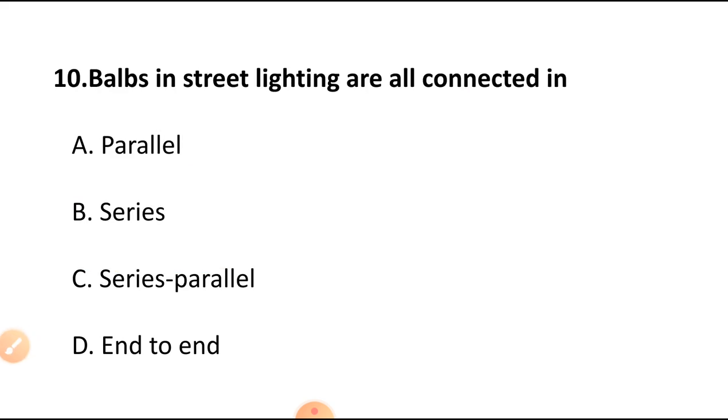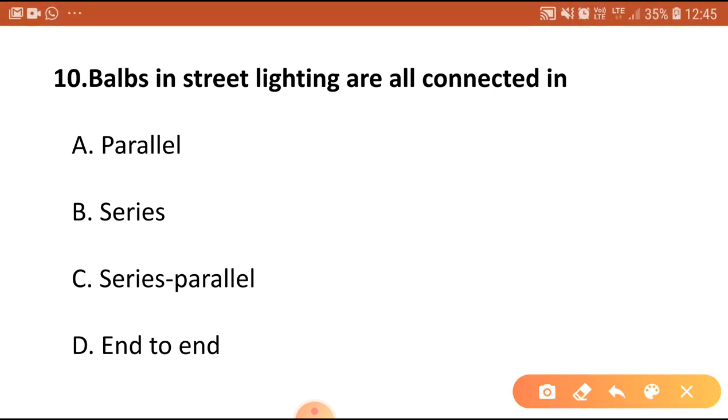Bulbs in street light are connected in. We all know that this is a very easy question and important too. Parallel. Not only street lighting, all the appliances used in our home are also connected in parallel. Okay. So option A will be the right answer.